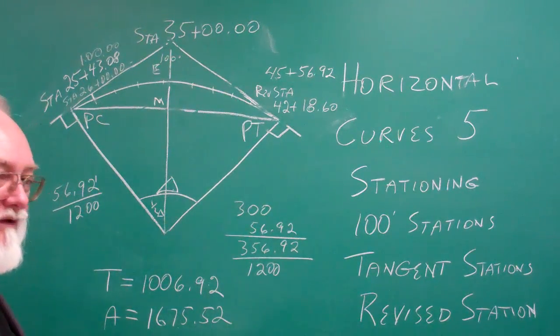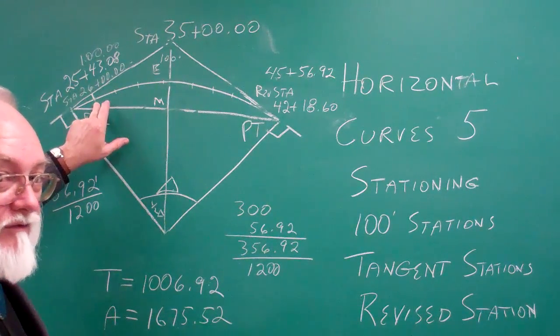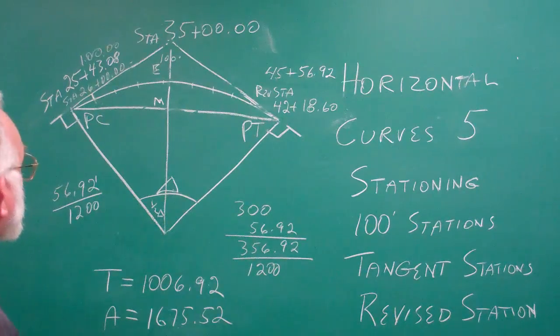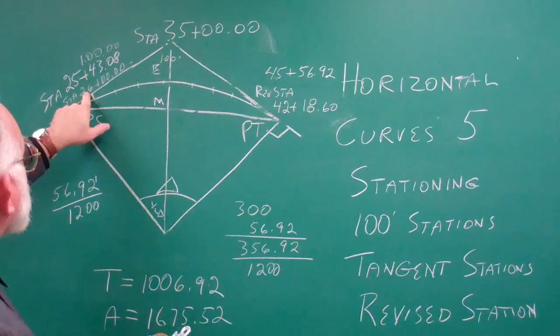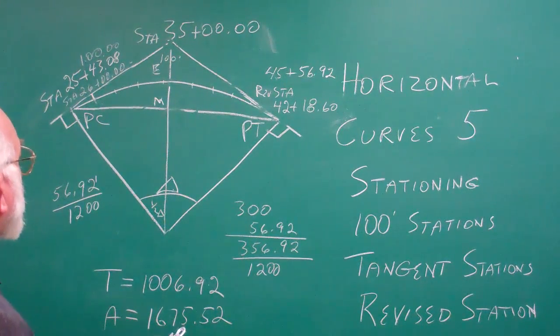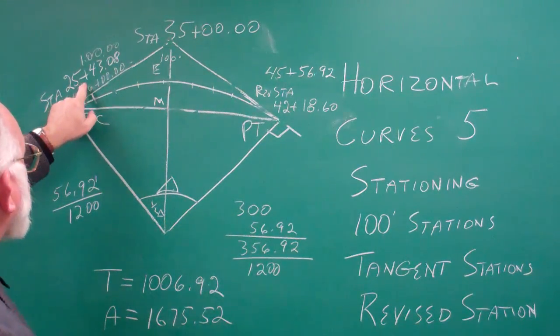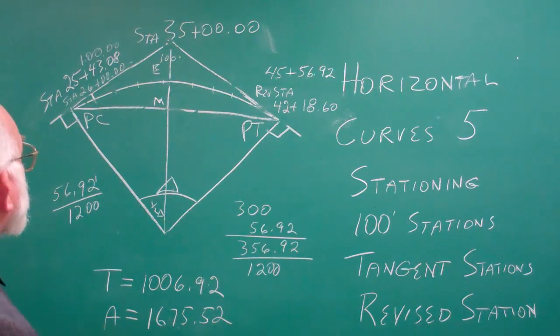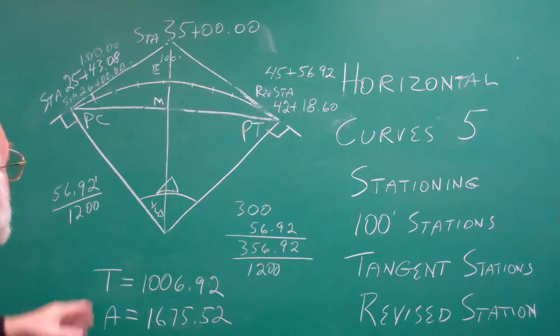So anyway, the first thing the contractor is going to want you to do out there is to get on even stations for him to work with. So first, you start with 25 plus 43.08. You need to get to station 26 plus 00.00. To do that, it only takes arithmetic. From 26 plus 00.00, subtract 25 plus 43.08, and you get 56.92. That's the arc length that you need to do your calculations.